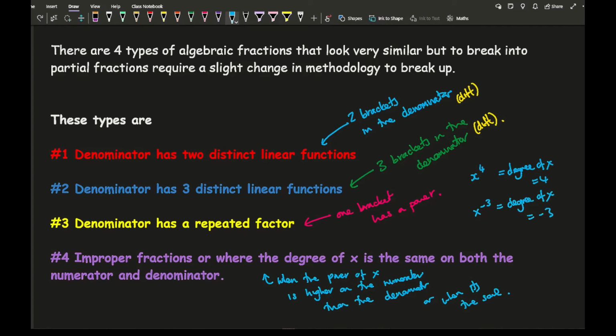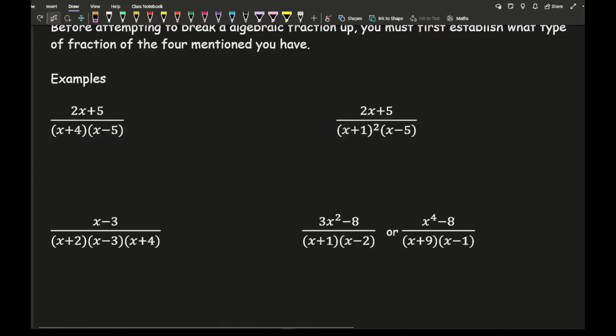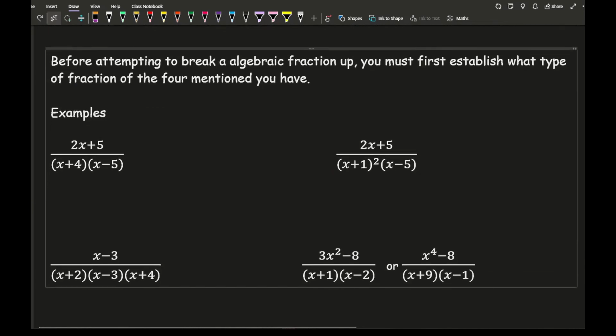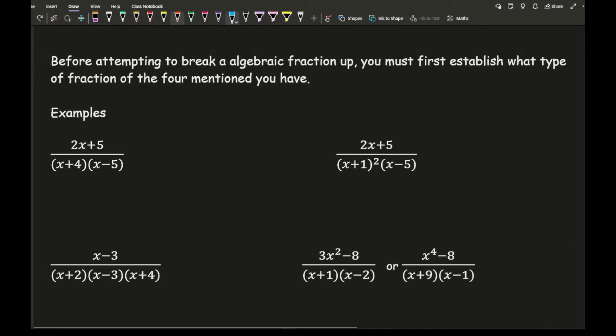Now again, the best way to understand these 4 types of fractions is to link them to examples, which is what we're going to do now. So again, this is one of the most important steps before you even attempt to work with partial fractions: establish what type of fraction it is. So looking at these particular questions here, this first one, let's call it number 1. This is an example of where you've got 2 distinct linear functions.